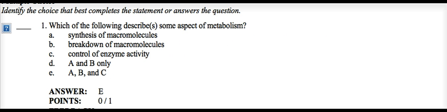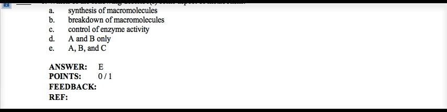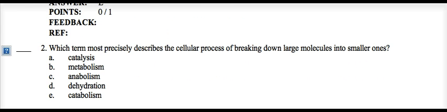So this is from that same review site on Biology Junction that I've shared with you before. Here, number 2 is a basic definition question, but I think you'll see in a second why I decided to go over this one. Which term most precisely describes the cellular process of breaking down large molecules into small ones? Catalysis, metabolism, anabolism, dehydration, or catabolism?